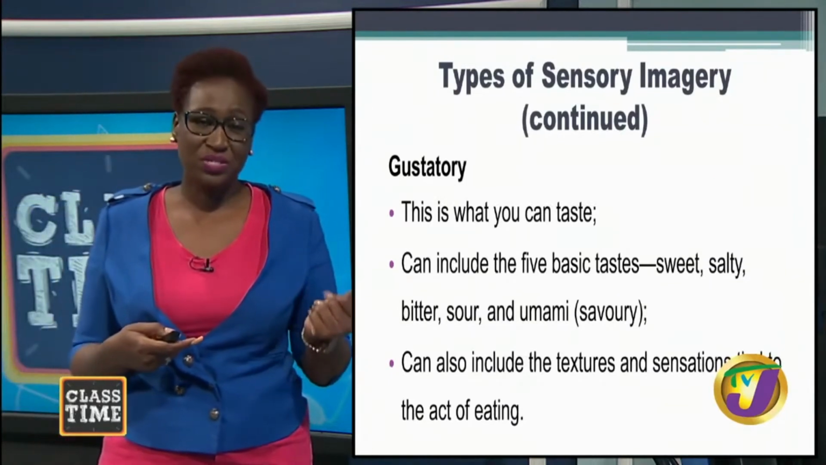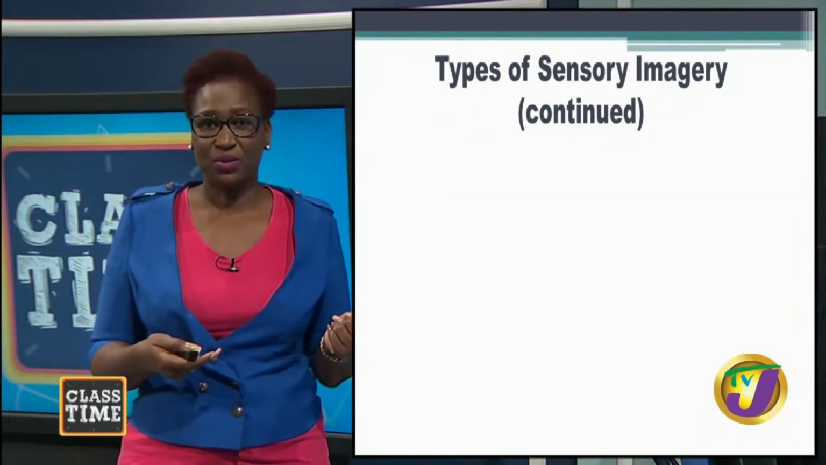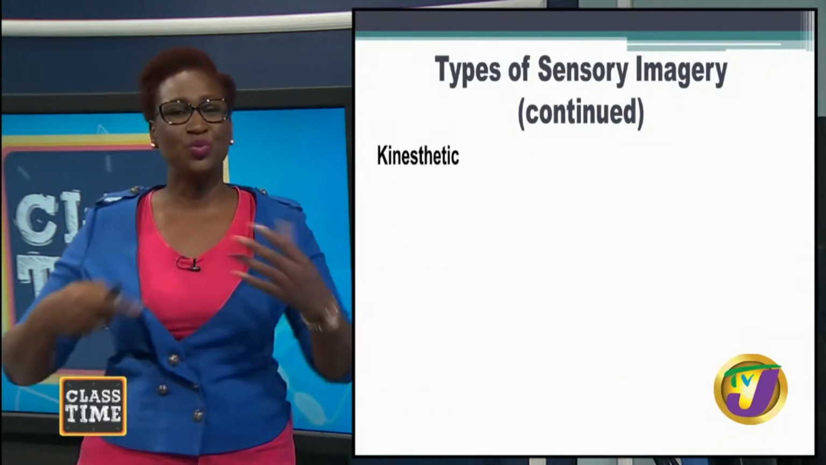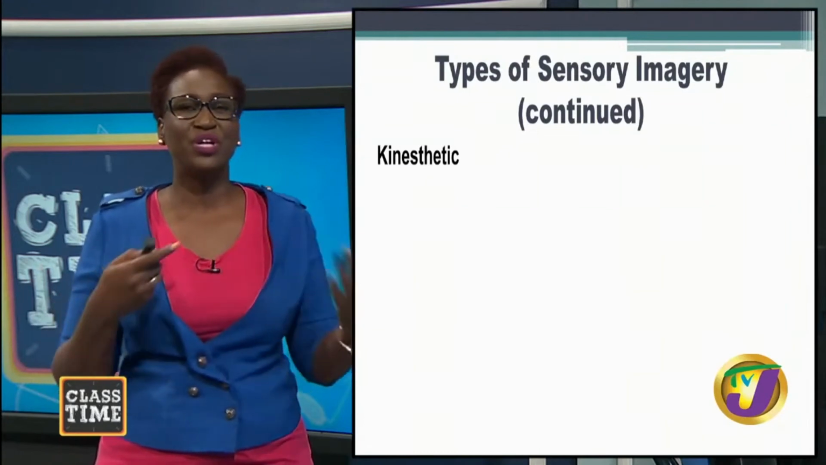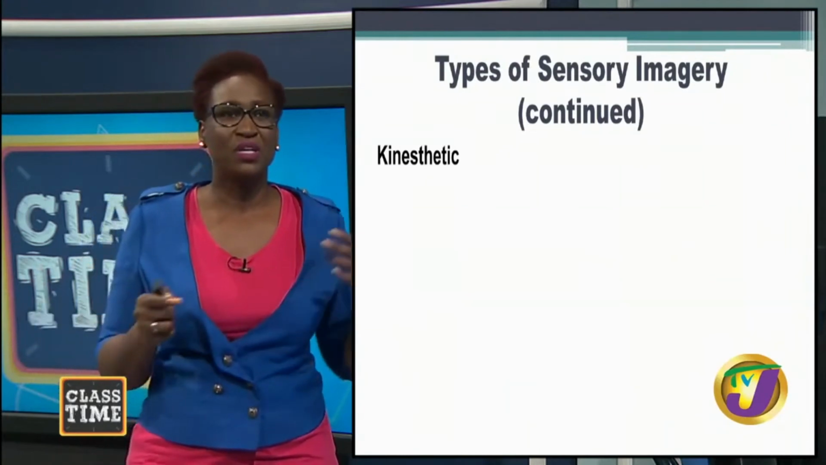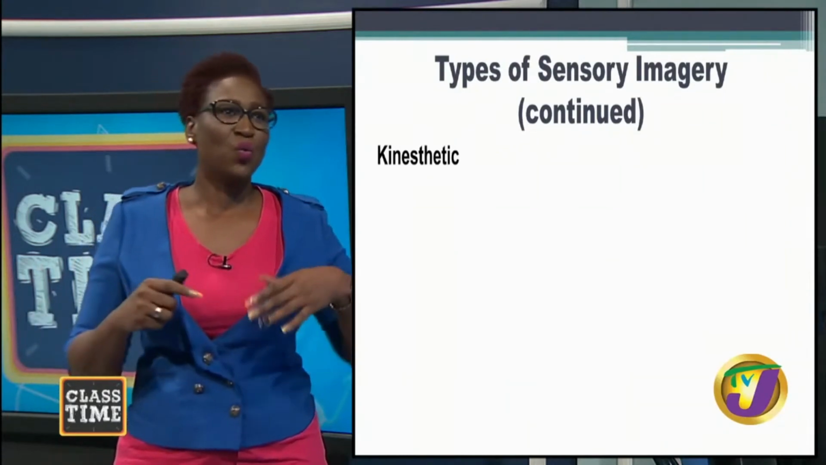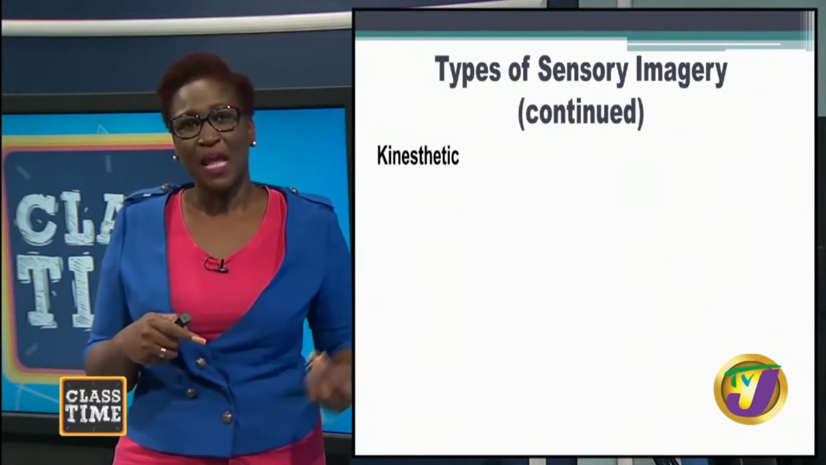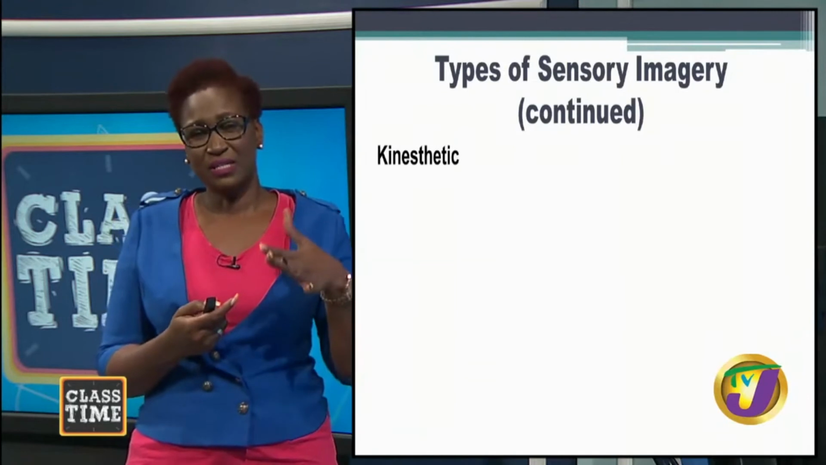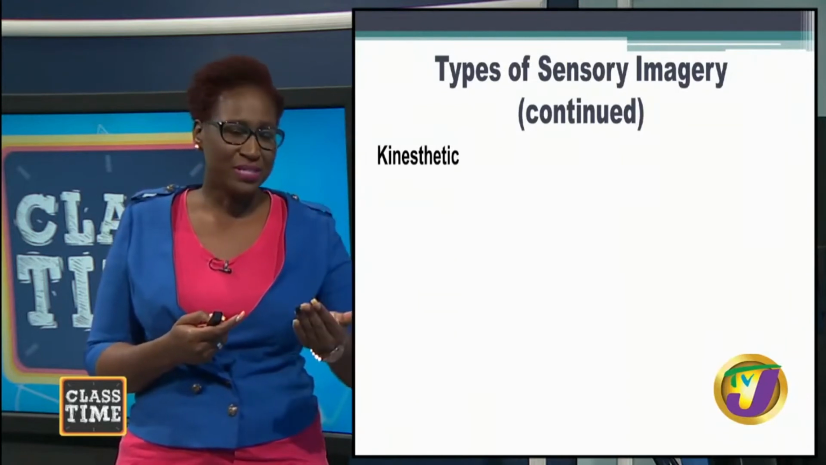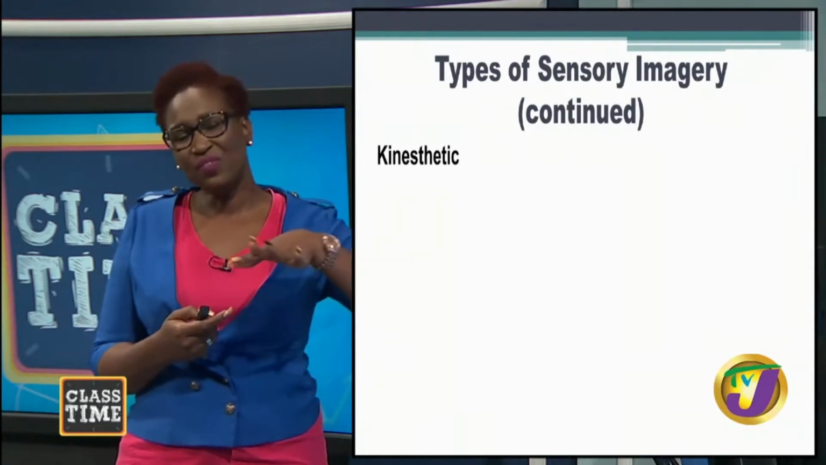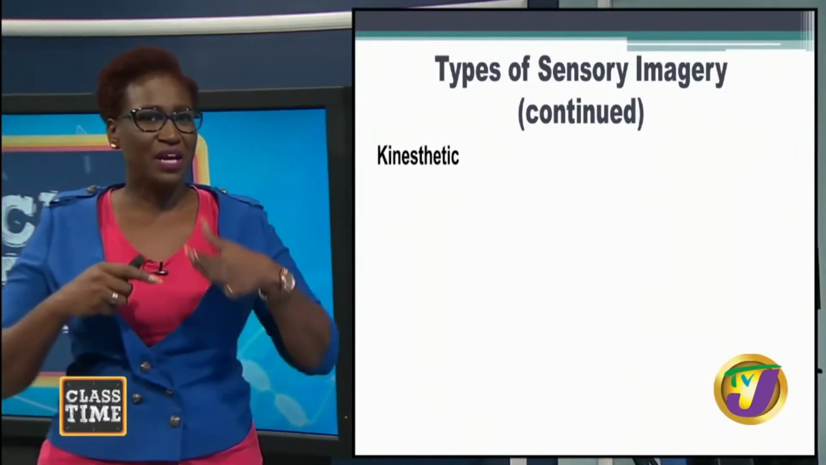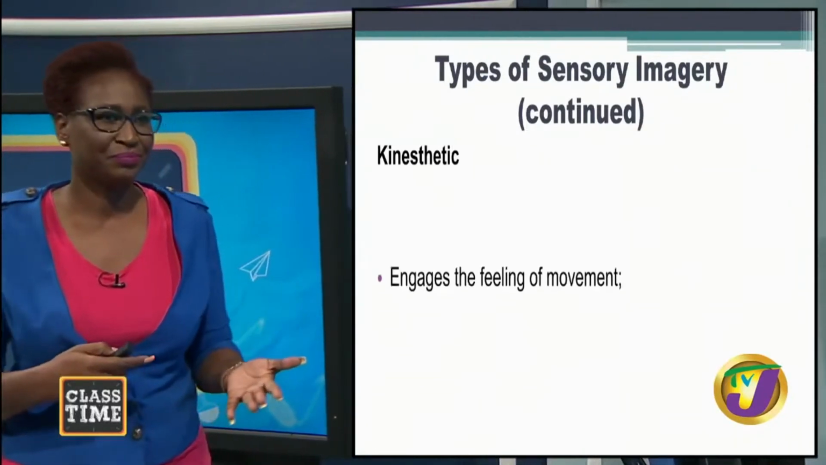And you can also use textures to bring it across as well. Kinesthetic now has to do with movement. So you're going to hear about things moving. So words like sway, words like ran, those sort of movement words. Now the difference is kinesthetic can overlap with tactile sometimes. It can overlap with visual sometimes. But keep in mind that it specifically has to do with movement.